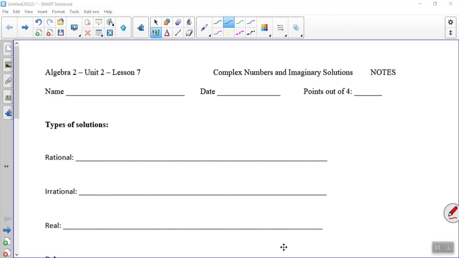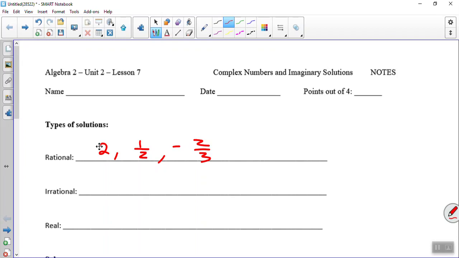So to this point, you've seen rational solutions, right? You can write them as a fraction. You could have 2, you could have a half, you could have negative 2/3, and so on, okay? Any number you can write as a fraction, or even a whole number, is a rational solution. Irrational, we've seen some of these recently.